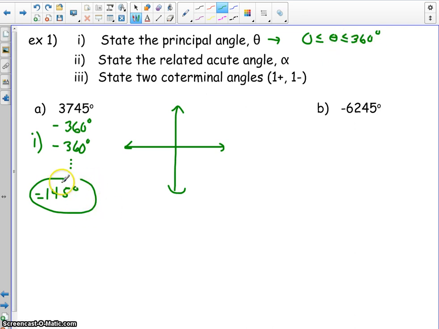Once I have that 145 degrees, I can start answering the rest. For part 2, it wants me to find the related acute angle. 145 is in quadrant 2, so I'll make this my alpha. Alpha will be 180 degrees minus 145 degrees, which is 35 degrees.